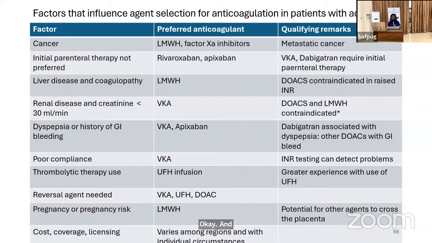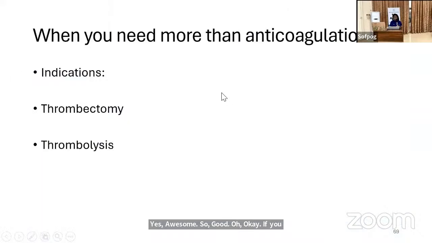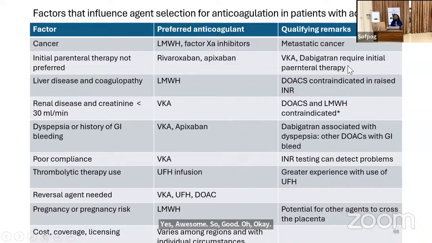So I think I'll just summarize this slide that I picked up, just to guide our selection of anticoagulants. Someone who has malignancy, which is active or metastatic, would be better off using low molecular weight heparin. If you don't want to initiate parenteral therapy, note that some medications definitely require some parenteral therapy.